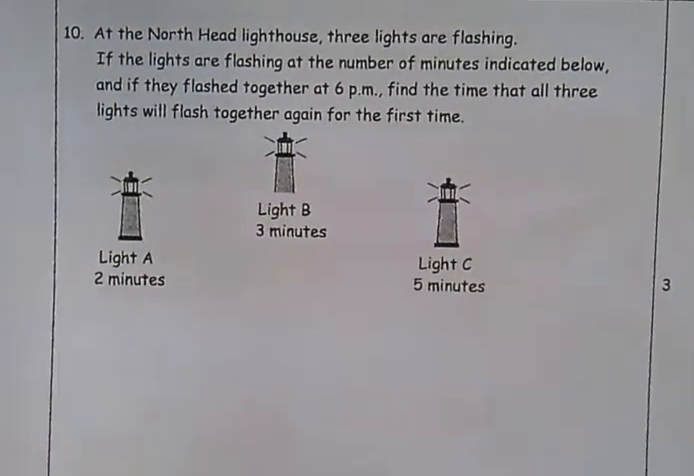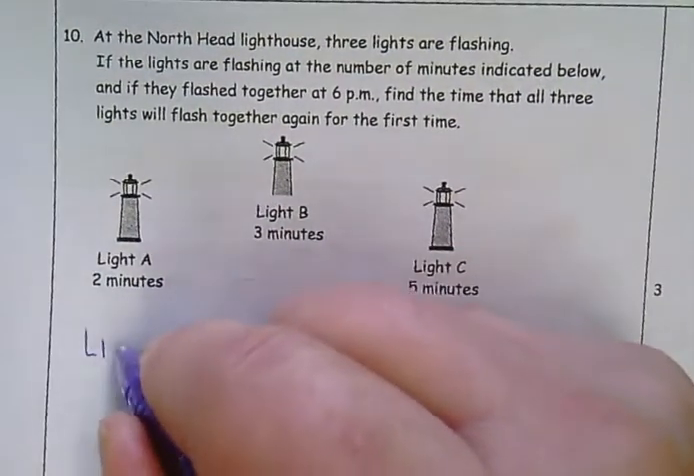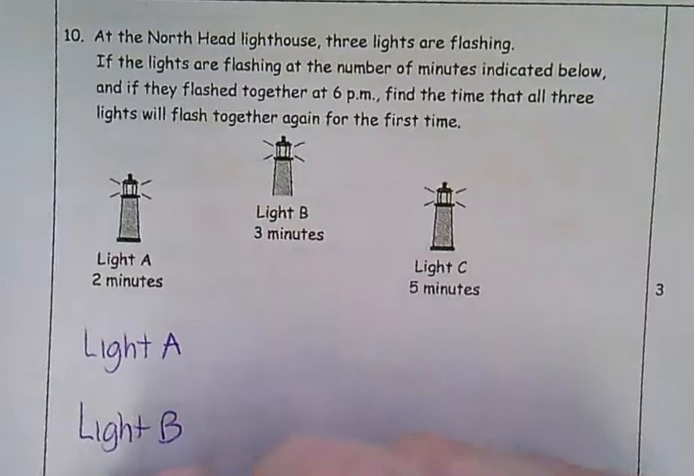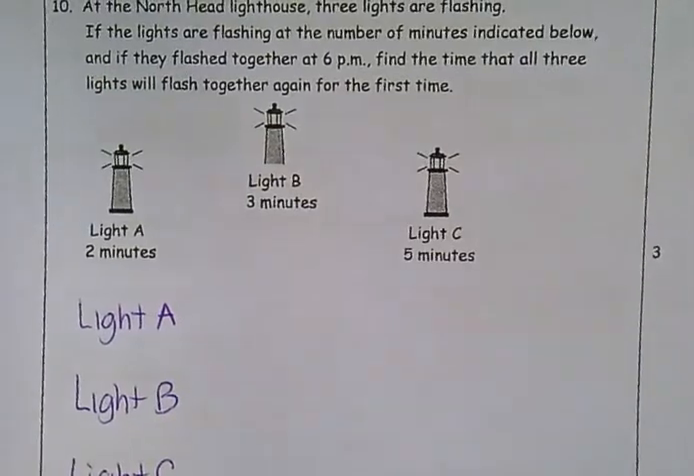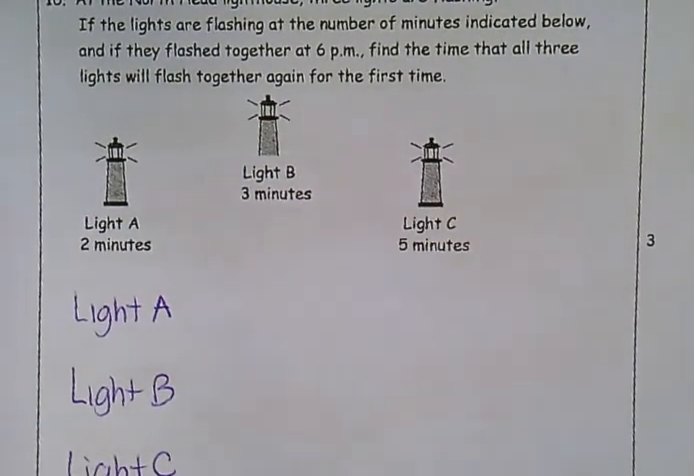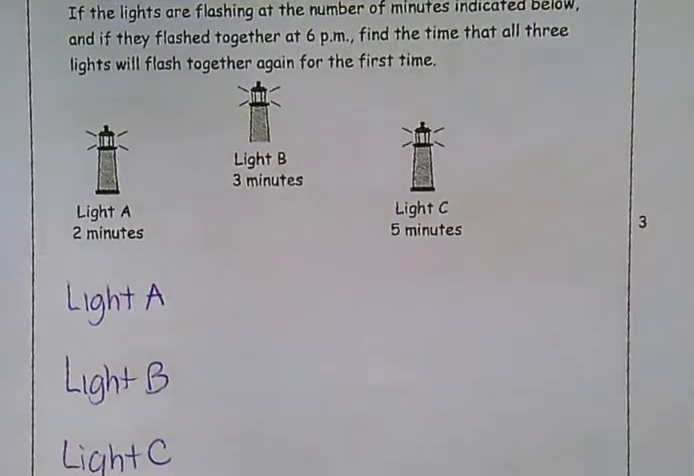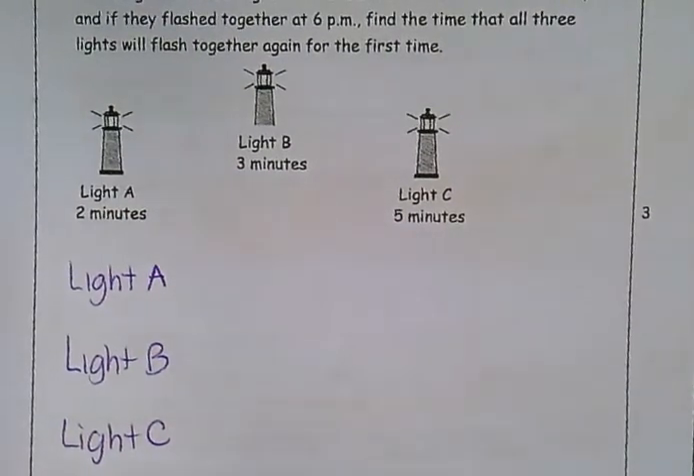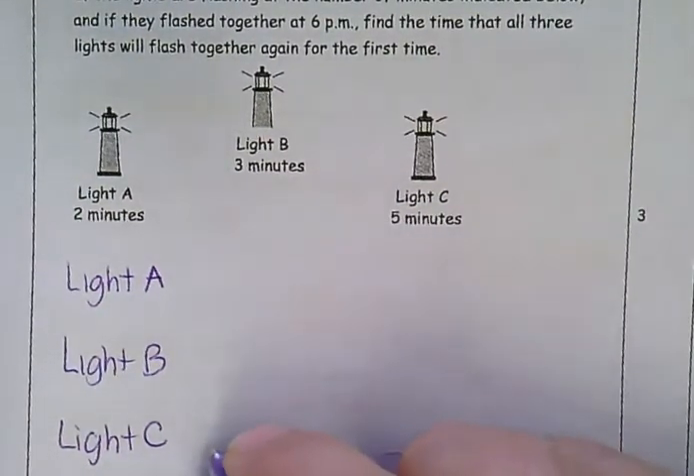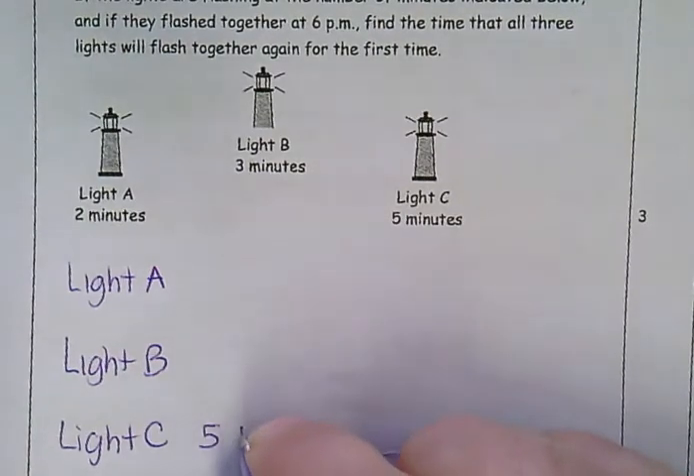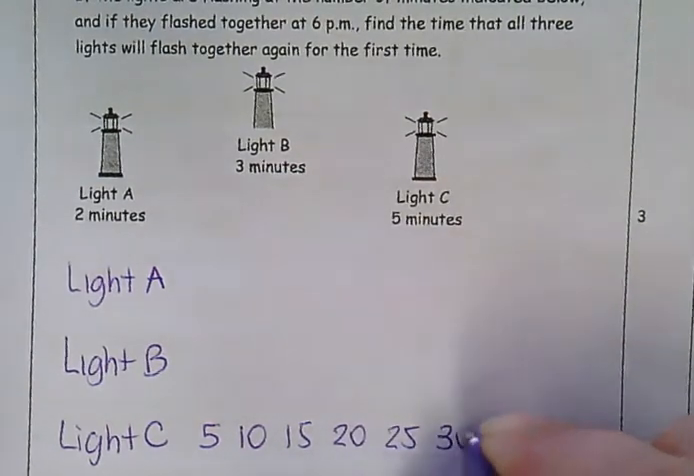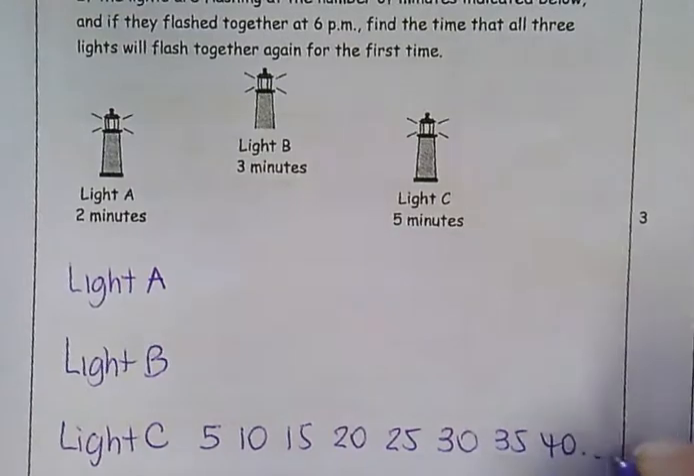Question 10, at the North Head Lighthouse, 3 lights are flashing. We've got light A, which goes off every 2 minutes. Light B will go off every 3 minutes. And light C will go off every 5 minutes. And it says, if the lights are flashing at the number of minutes indicated below, and they flash together at 6 p.m., find the time that all 3 lights will flash together again for the first time. So I'm going to start off with light C. It flashes at 5 minutes, after 10 minutes, 15, 20, 25, 30, 35, 40, and so on.